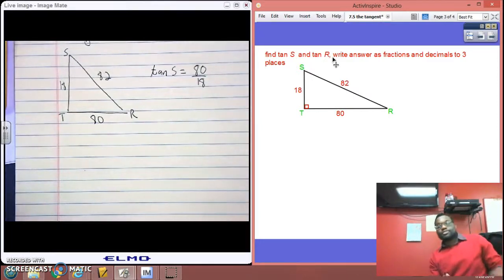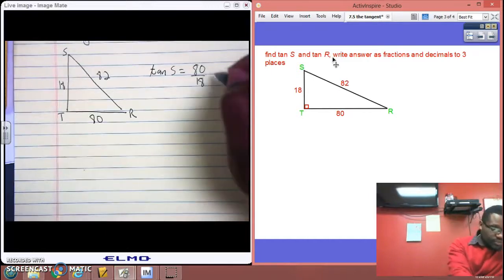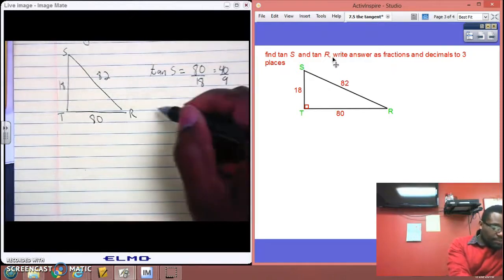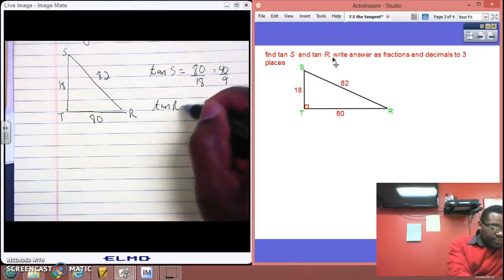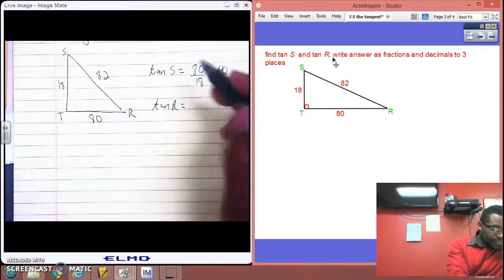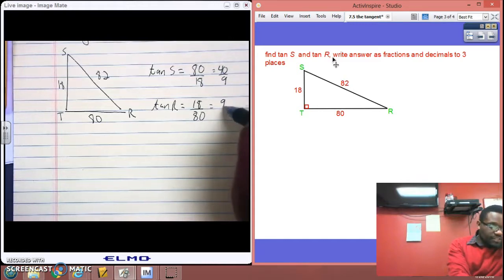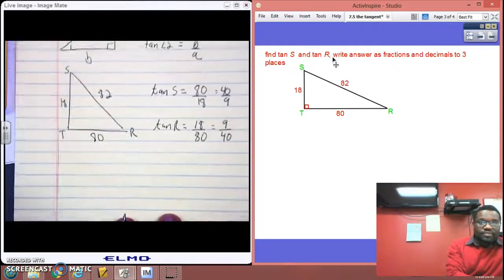Now, you always look to reduce. You always look to reduce your fractions if you can. So 80 over 18 reduces to 40 over 9. What about the tangent of R? Well, the tangent of R is going to be opposite over adjacent. So that is 18 over 80. And since I already know what this is simplified, I'll just change them up a little bit. And that is the tangent of R.